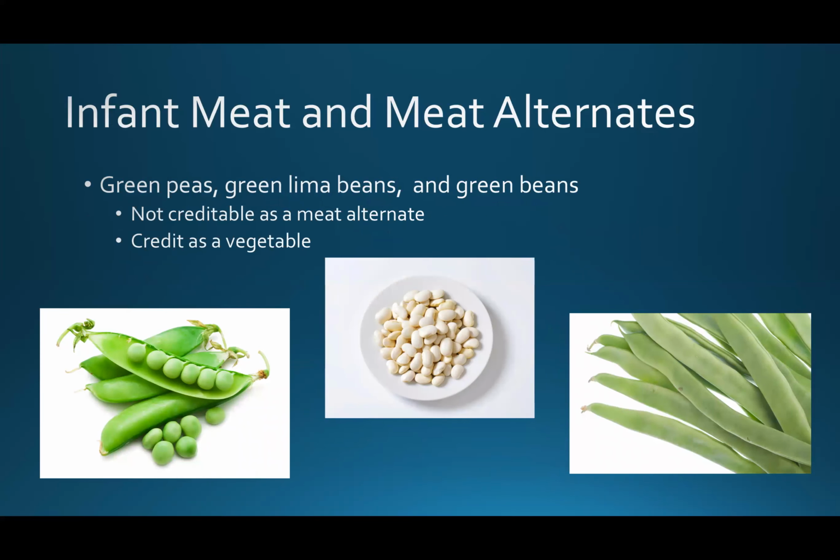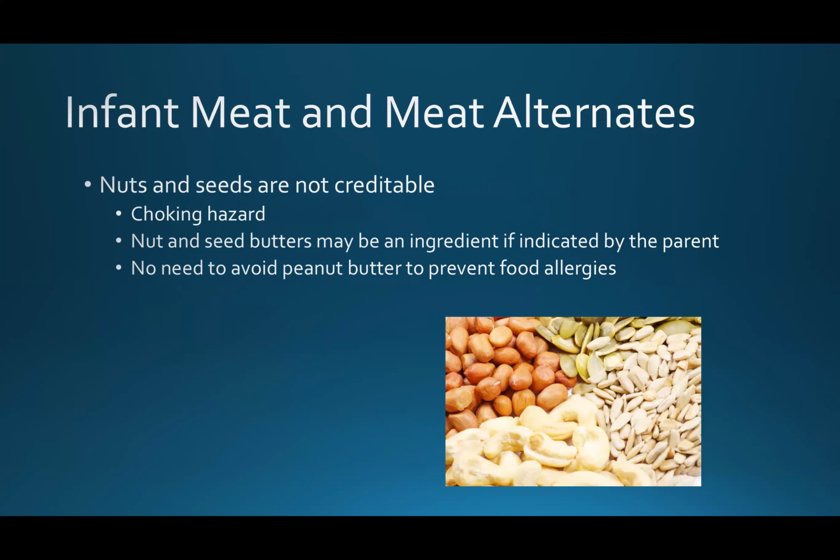Green peas, green lima beans, and green beans are not creditable as a meat alternate, but do credit as a vegetable. Nuts and seeds are not creditable and should not be served to infants because they are a choking hazard. Nut and seed butters, including peanut butter, tahini, and sunflower seed butter, are not creditable, but they may be an ingredient in foods served if indicated by the parent. Current research indicates there is no need to avoid peanut butter to prevent food allergies.